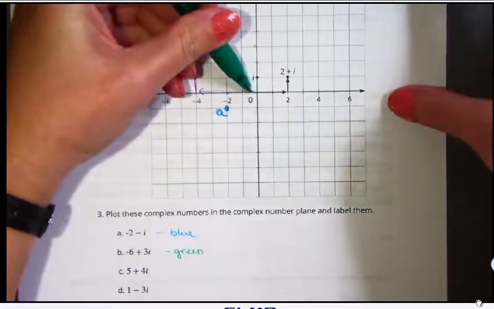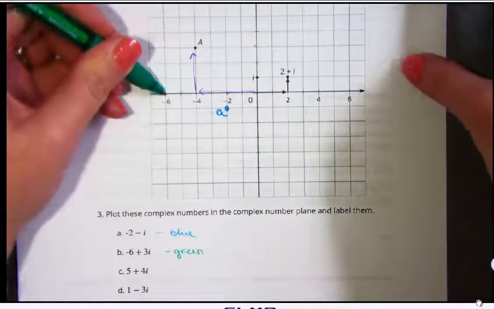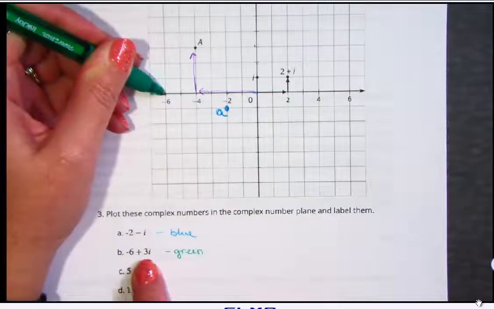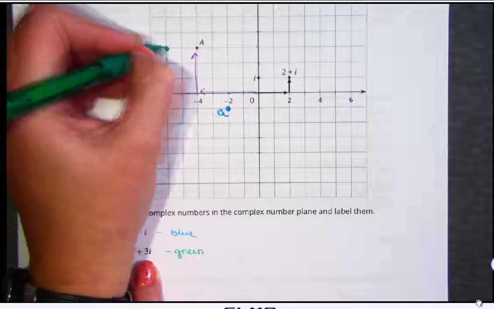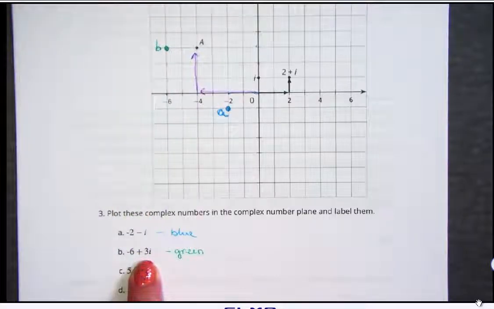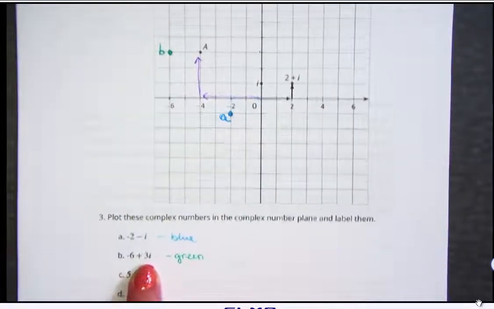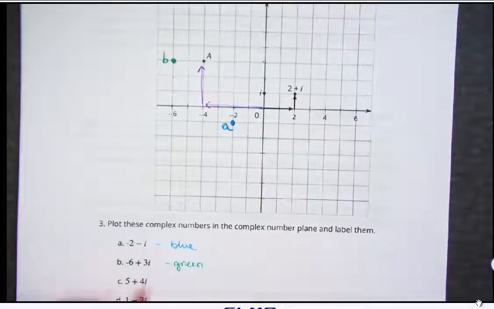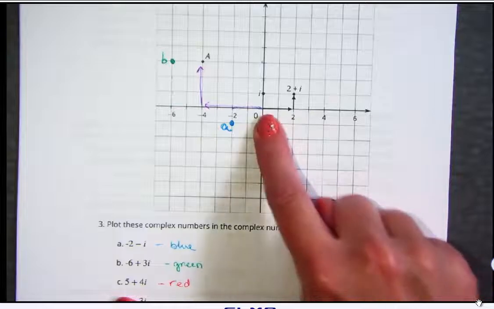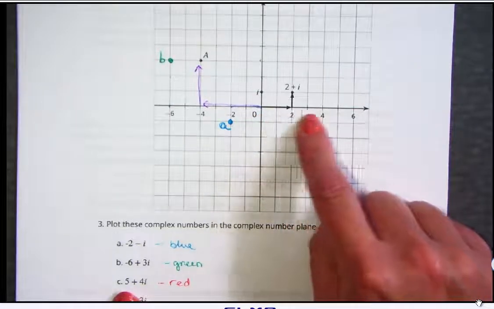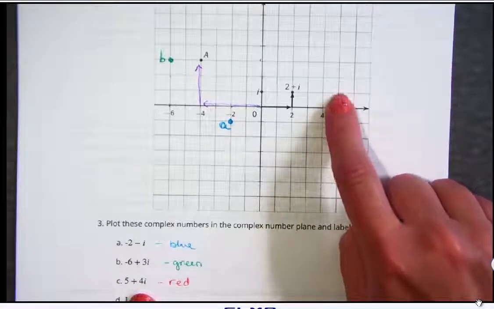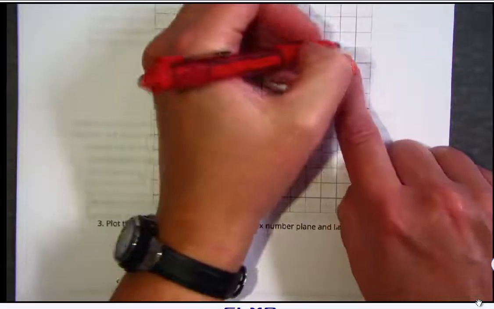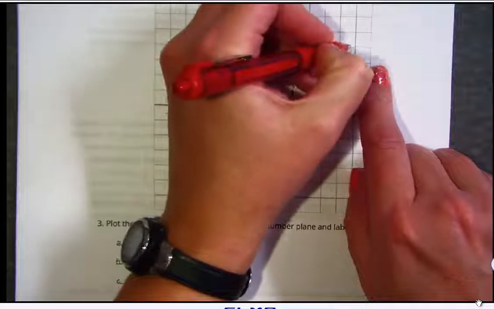Negative 6, so I'm starting here, going over to negative 6. And now I need to go to positive 3i. 1, 2, 3. There is point B in green. Point C in red. Start at that origin. 5 real parts of it. 4 imaginary parts. 2, 3, 4. Put your point there. Label it. Point C.